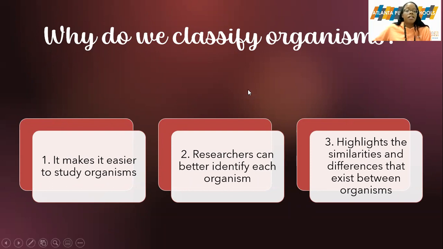The second reason is that researchers can better identify each organism, kind of like what I was saying just a second ago. And the third reason is that it highlights the similarities and differences that exist between organisms. So if I have 2 organisms that were newly discovered and they have a lot of similarities, but a few differences, this classification system is really going to help me get down to the specifics on what this organism is. And again, that is based on the characteristics of that organism. So these are my 3 main reasons why scientists or researchers use this modern day classification system.